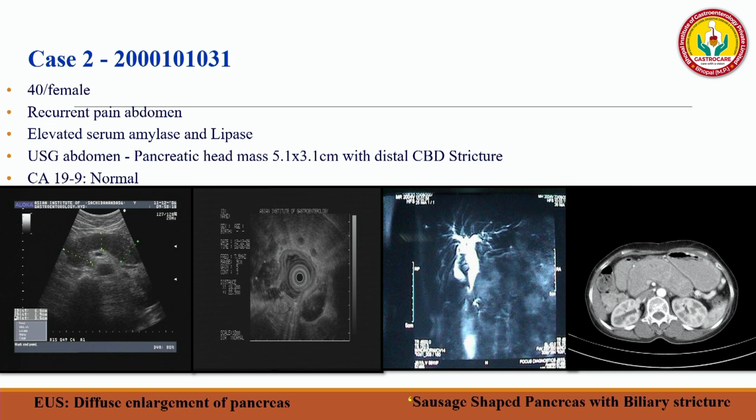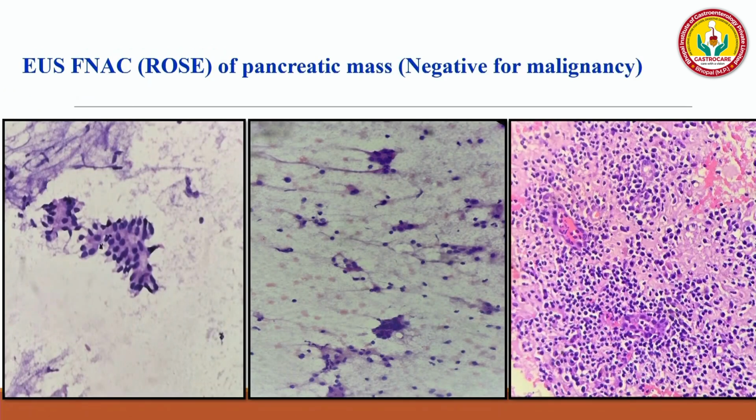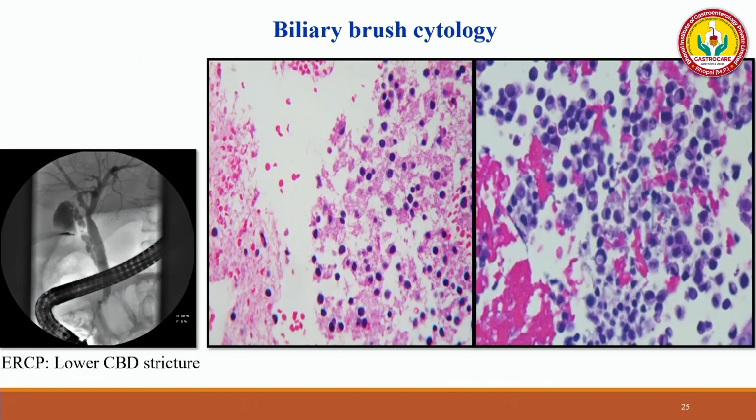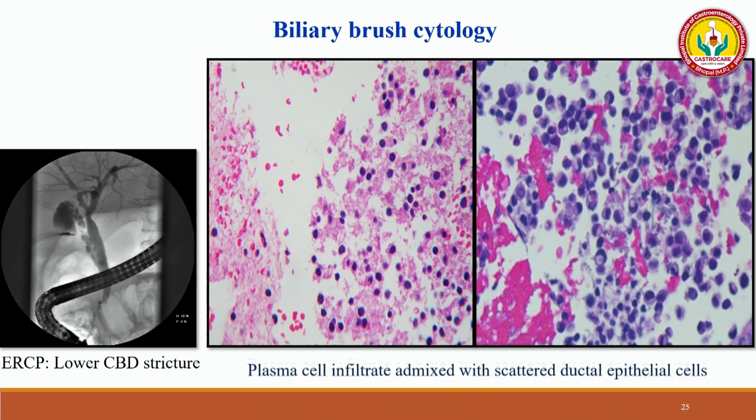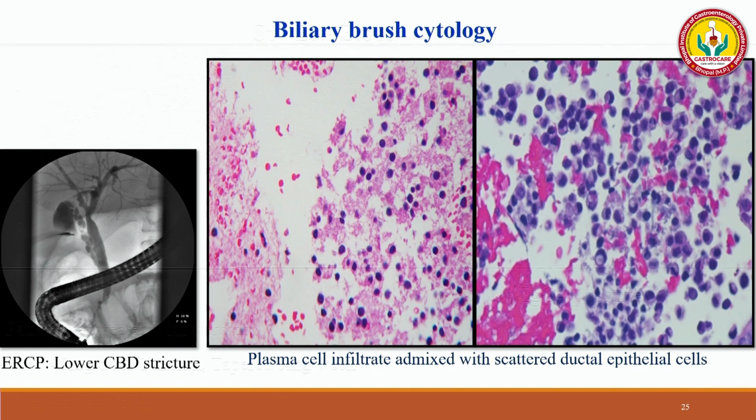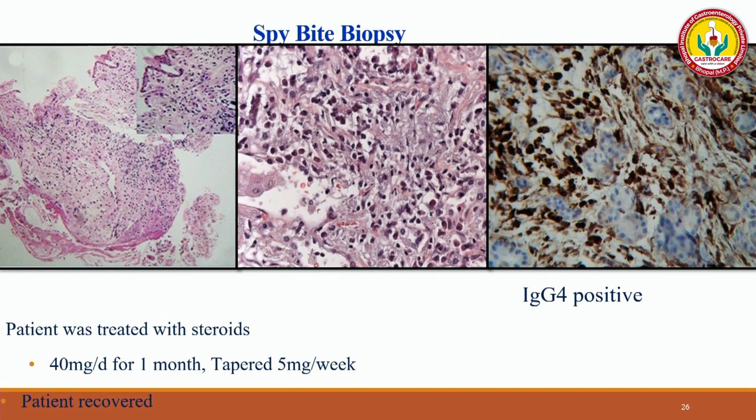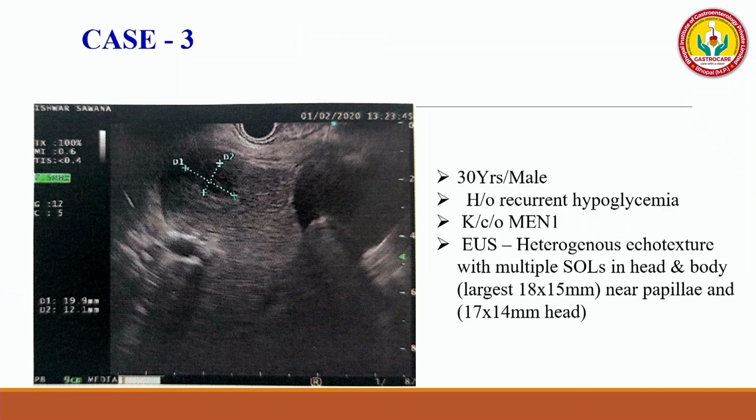Another case where the patient is a female with elevated amylase and lipase and had a pancreatic head mass with sausage shaped pancreas with biliary stricture, and FNA was negative, showing benign ductal cells and a lot of inflammation, but we have to pay attention to the inflammatory infiltrate as well. At the same time, the patient also had a brush cytology from the CBD stricture, and it also was negative with a lot of plasma cells. So with this, we should keep in mind the diagnosis of IgG4 related disease, and an IHC can be done, which is positive here, and the patient responded to steroids.